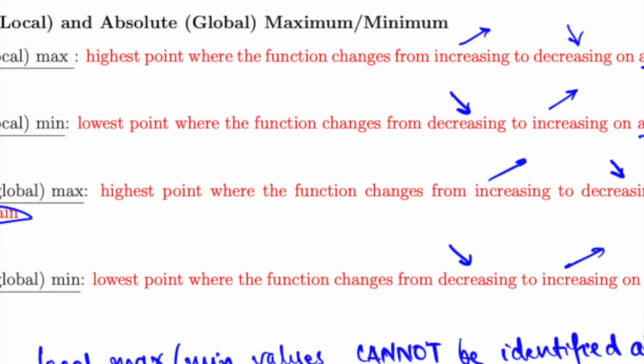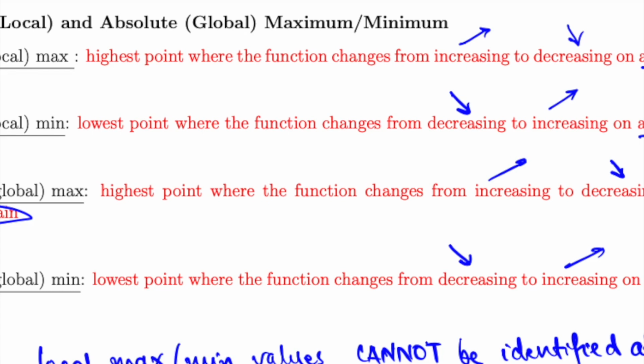There are two main types of extreme values. We have a maximum value and a minimum value. We can identify relative maximum and relative minimum, or we can look at absolute or global maximum and absolute or global minimum. By definition, a relative or local maximum is the highest point where the function changes from increasing to decreasing on an interval. So be careful here when you look at relative or local maximum and relative or local minimum, because we have to consider them on an open interval. Again, a relative or local minimum is the lowest point where the function changes from decreasing to increasing on an interval.